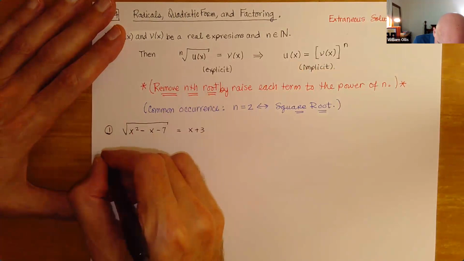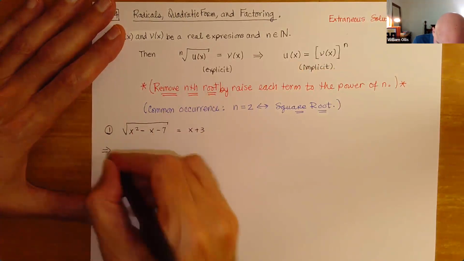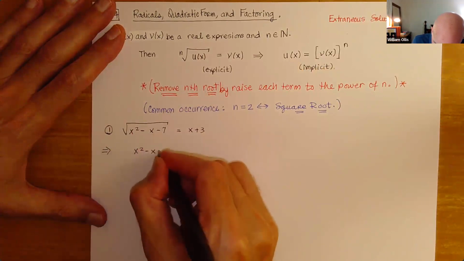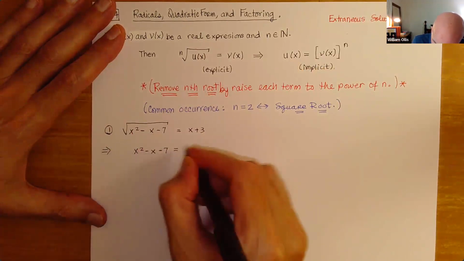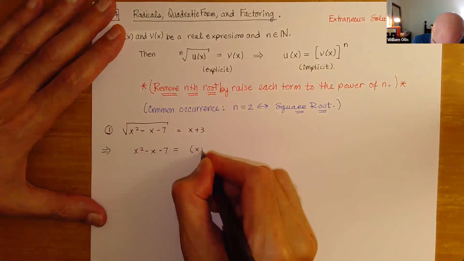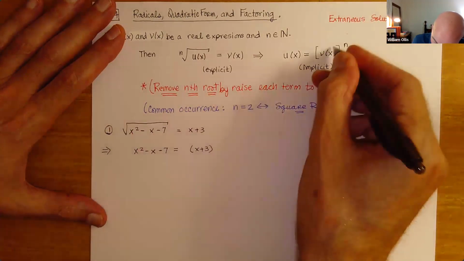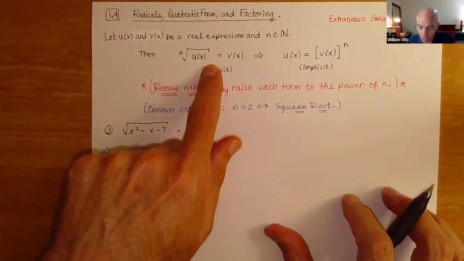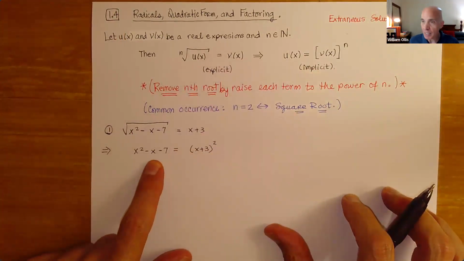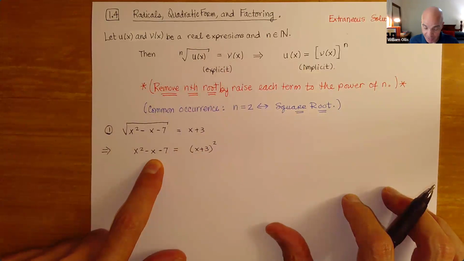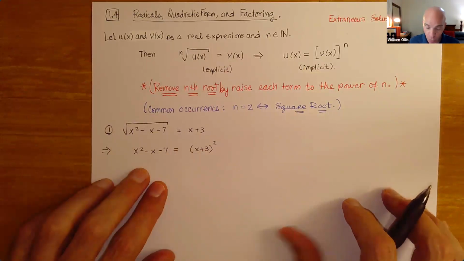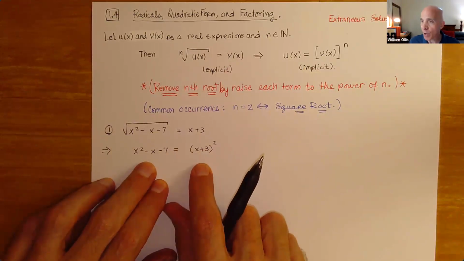So now we apply the rule. So we get x squared minus x minus 7 equals x plus 3, but now, as we have over here, this is raised to the second power. So we go from here to here, again, relieving the square root on the left-hand side, and then adding the power of 2, or the square, on the right-hand side. Now we have an equation that is free of radicals.